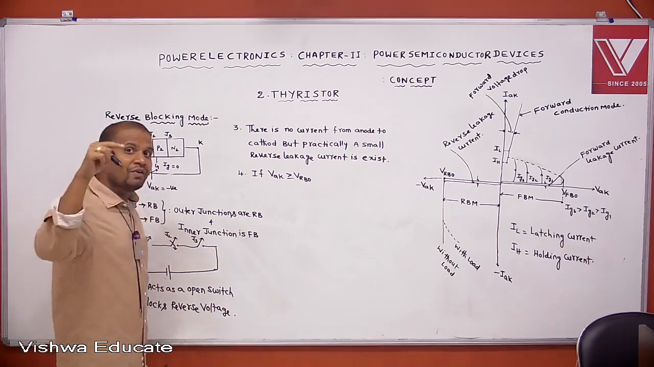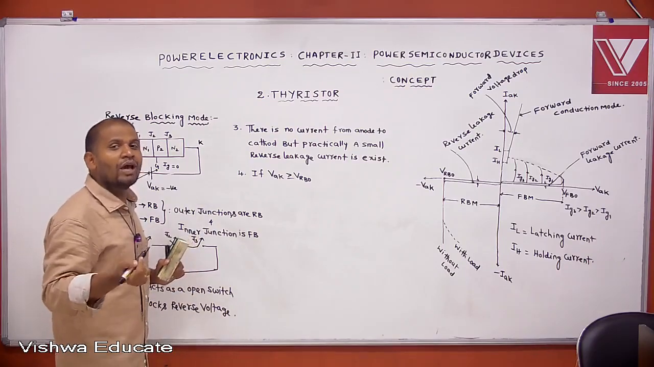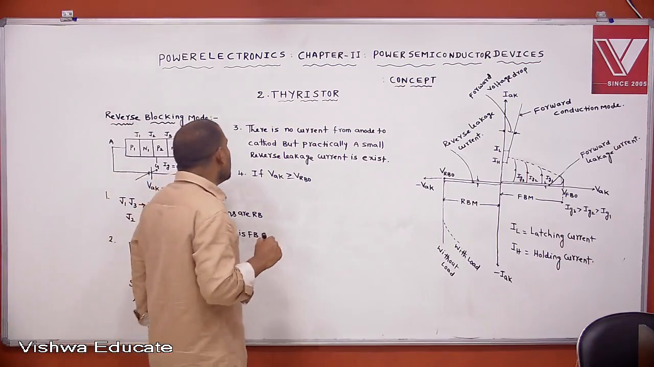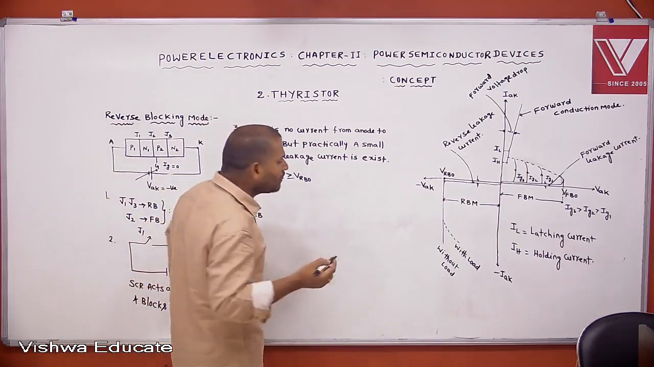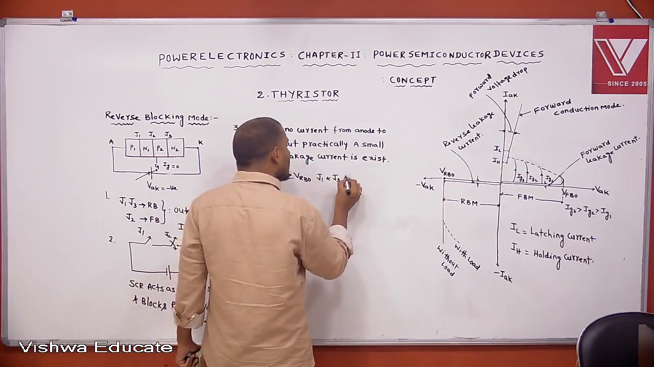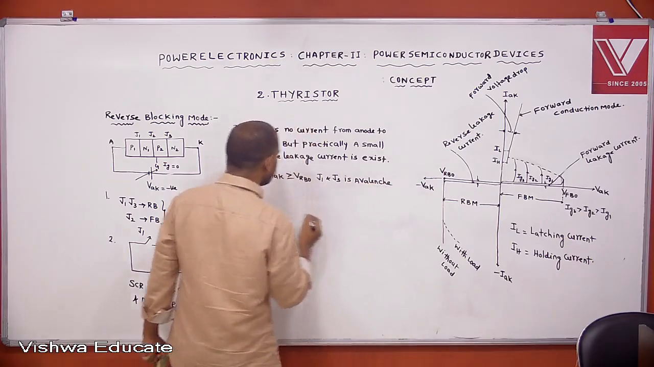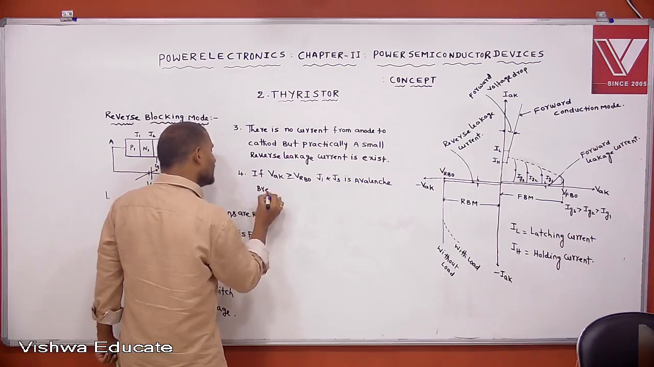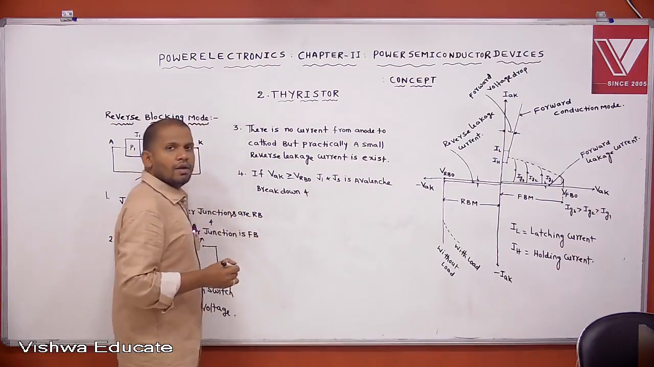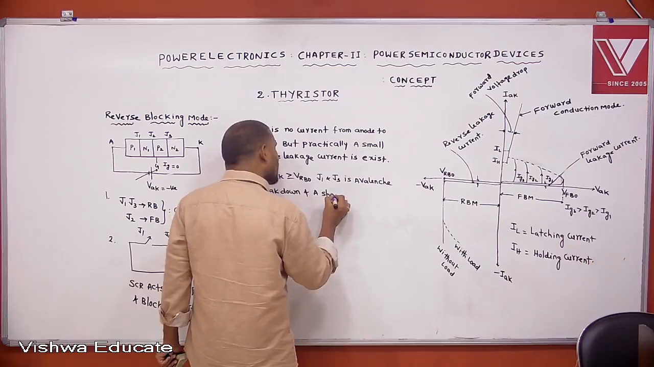Why am I saying it is avalanche breakdown? By applying the reverse breakdown voltage, we break down the junction. That's why it is treated as avalanche breakdown. That means if VAK is greater than or equal to VRB0, J1 and J3 undergo avalanche breakdown, and there is a sharp increase of current.